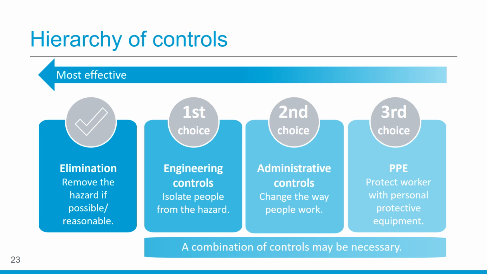The second choice is administrative controls. These change the way people work. They should be used when elimination isn't an option and engineering controls aren't feasible. Examples include conducting a site-specific hazard assessment, providing worker training, limiting exposure time by rotating jobs, and developing safe work practices and procedures.